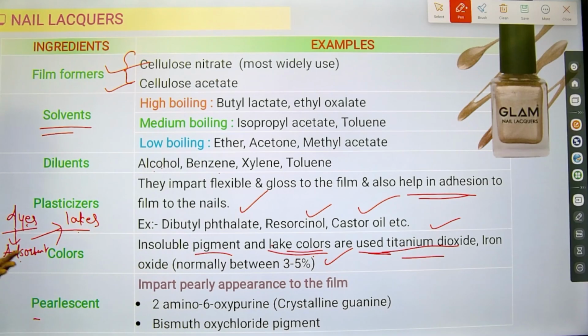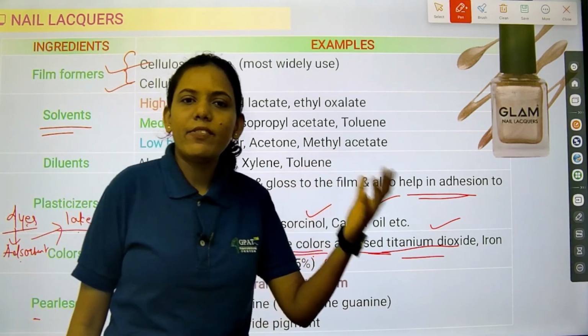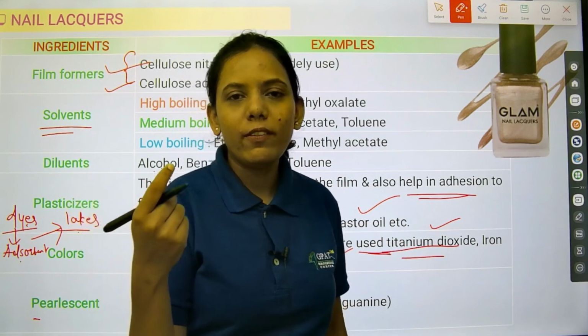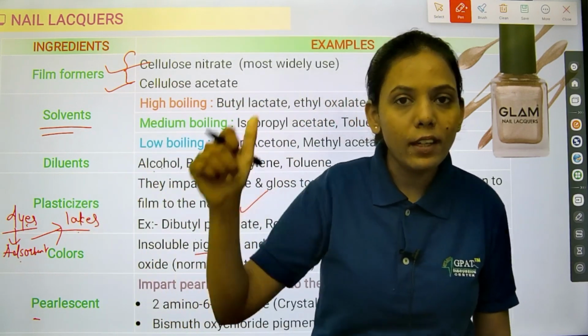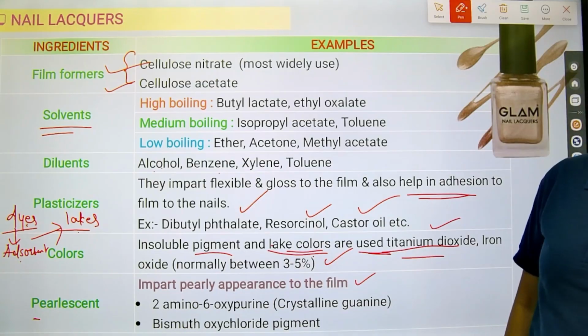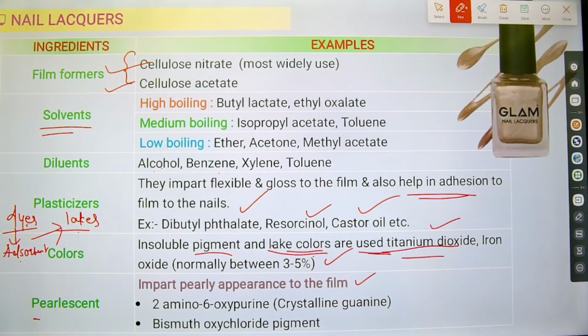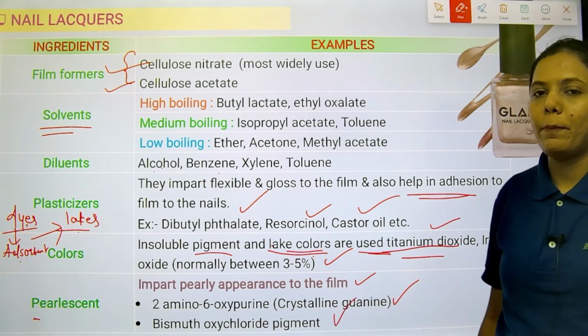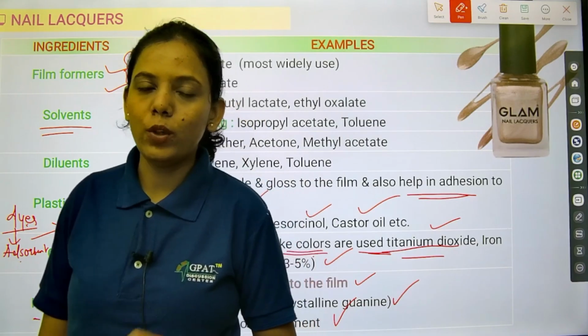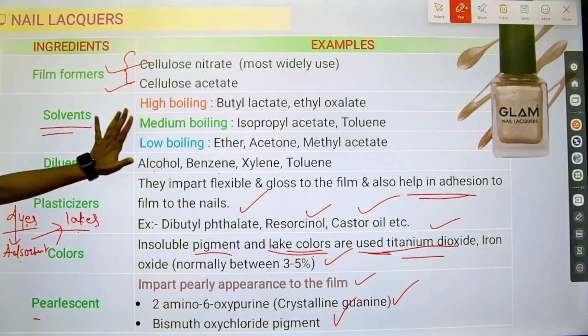Next is the pearlescent effect. Pearlescent, like we have seen in shampoo and conditioner, they add this pearlescent to give a gloss-like structure or pearl-like appearance after applying to the nails. So it imparts a pearl appearance to the film. So remember 2-amino-6-oxypurine, that is crystalline guanine, and bismuth oxychloride pigment. So these are helpful for giving the pearlescent effect to the nails. Okay. So remember the important ingredients.